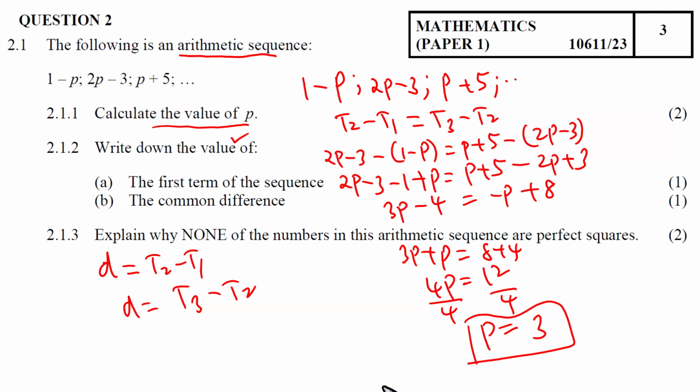I said T1 is equal to 1 minus P. Well done, because 1 minus P is the first term. But you know that P is what? P is 3. And then 1 minus 3 is minus 2. So T1 is equal to minus 2. So the first term of the sequence is minus 2.